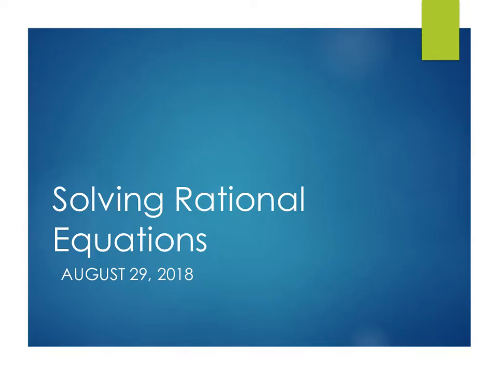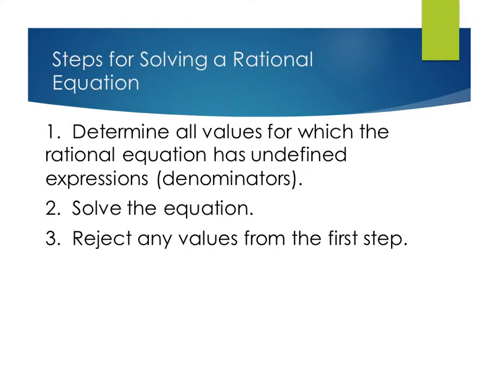Okay guys, we're going to talk about solving rational equations. So here are your steps. First, you need to determine all the values that would make the equation undefined. So the denominator: we have to make sure that the denominator doesn't equal 0, so we'll figure out what values would make the denominator 0. Then we'll solve the equation, and then make sure you reject any of those values that we got from step 1 if we have those as answers.